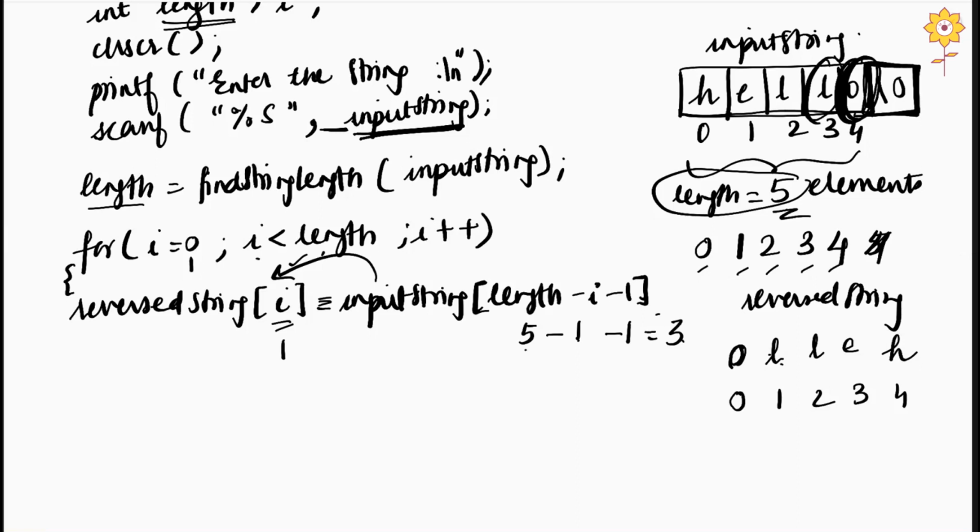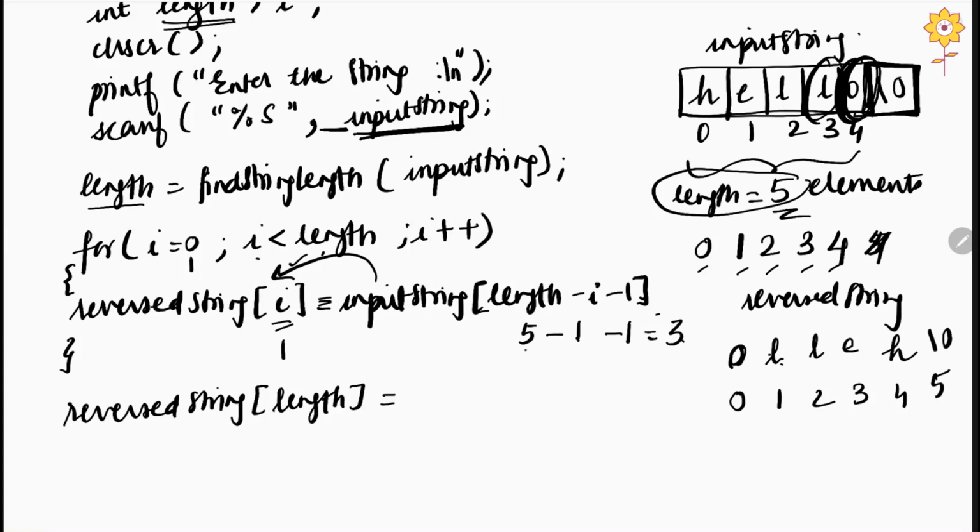Once this is done, you will put a closing curly brace for the for loop, and at the end of the reverse string, so reverse string on the length. What is the length? Length is nothing but 5. So at the 5th place, you are adding the 0 terminator, so that it is added at the end of your string. After that, once it is done, you will print your original string, which is your input string, and you will print your reverse string.